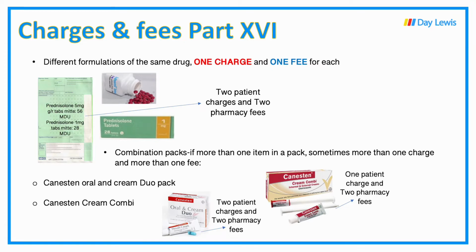Again, you've got different drugs, different formulations. Just because they're in the same box doesn't mean it will only be 1 charge. Still will have to be 2 patient charges and 2 pharmacy fees. However, with the Canesten Cream Combi, you've got clotrimazole as an internal and an external preparation, but they are all the same drug, the same formulation, the same strength. Therefore, it's only 1 patient charge and you will gain 2 pharmacy fees.